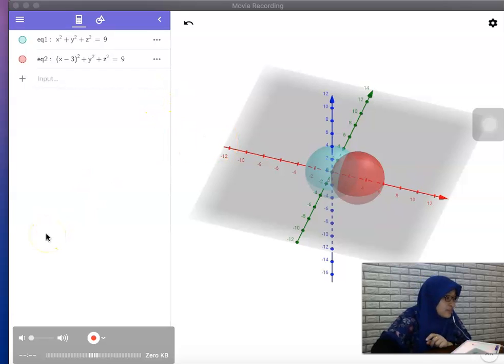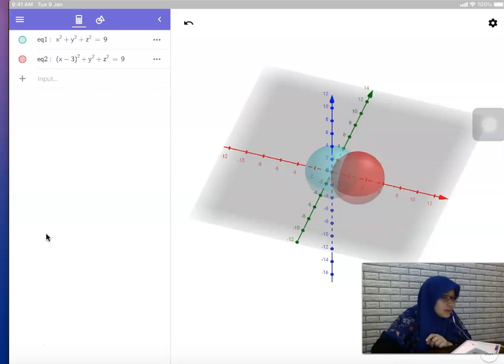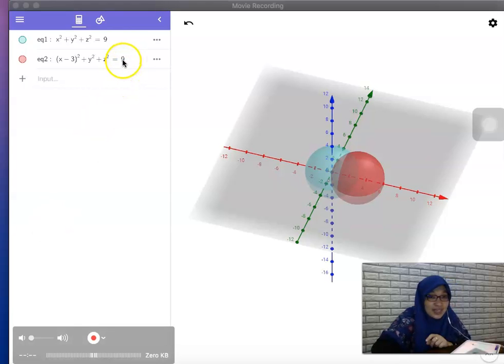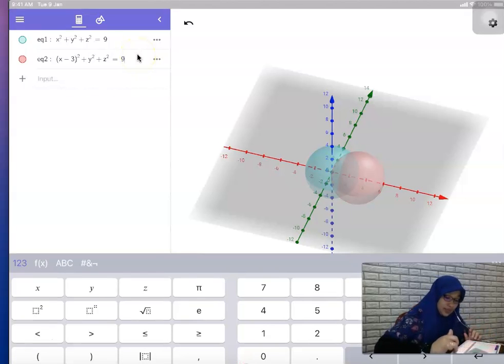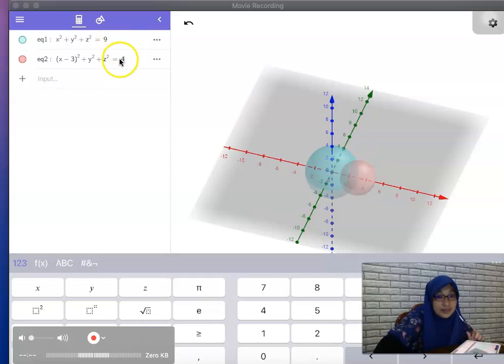Next, we try the example provided, where we have 4. So it's a bit smaller, right? Because the radius becomes 2 now. It's a bit smaller. Now look at the third one. Just put in the user input, just copy the equation.